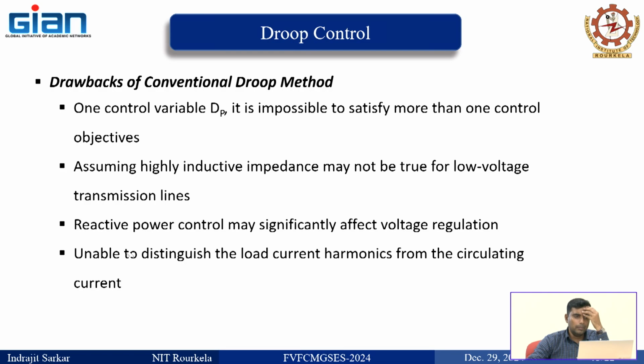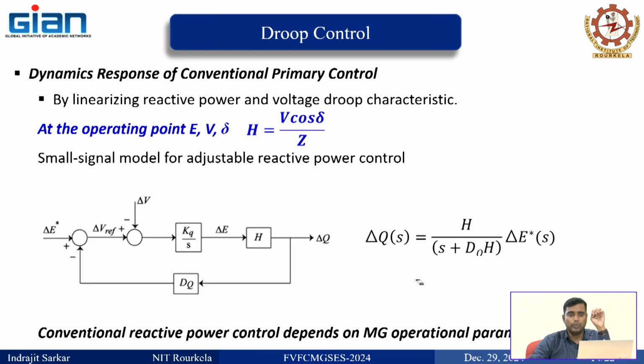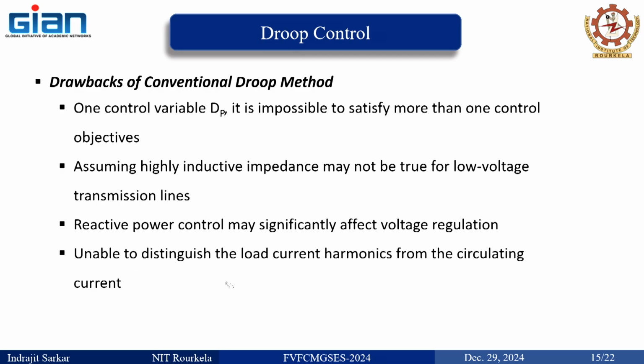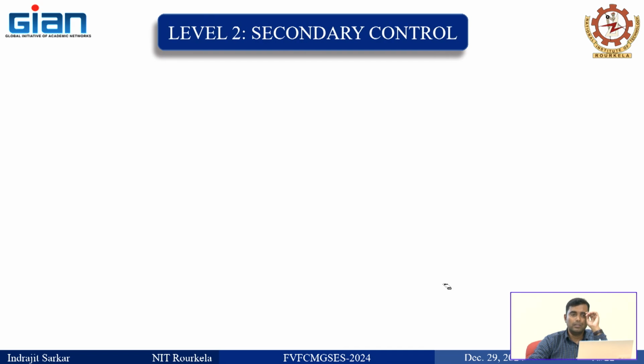Reactive power control may significantly affect voltage regulation, as reactive power is directly affected by voltage, which I already showed you, so adjustable reactive power control has to be done. Also, it is unable to distinguish the load current between the load harmonic current and the circulating current. People have done these modifications and proposed many works on this, but I am explaining the conventional method in order to understand the base of that control loop.